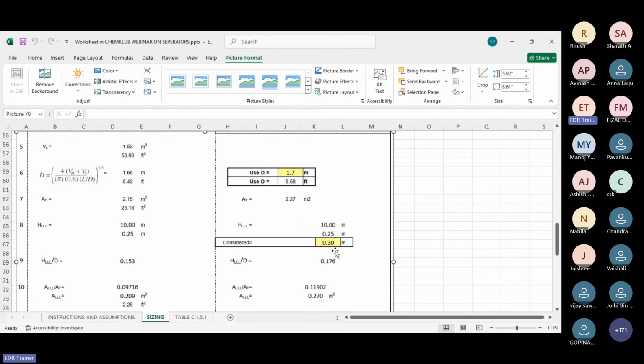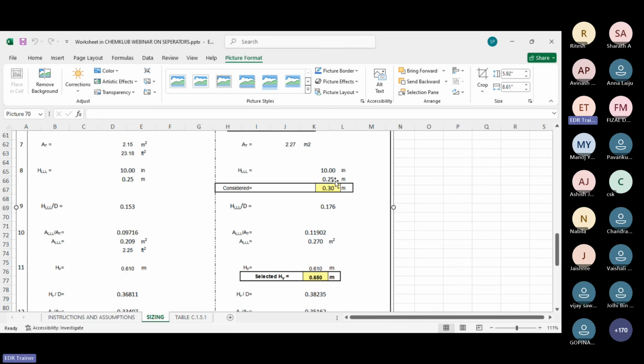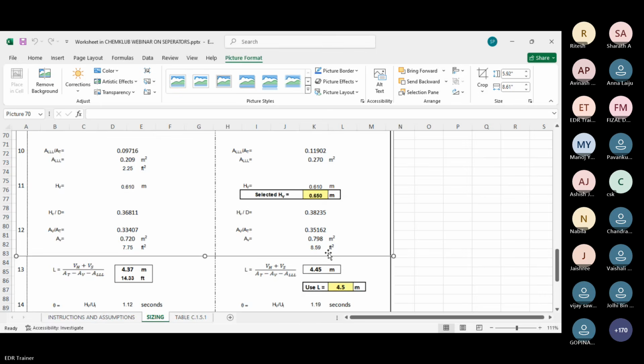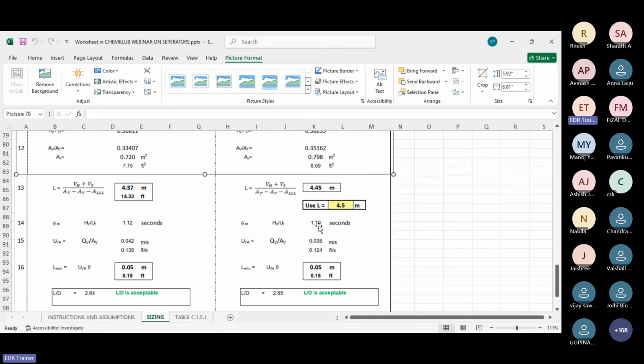like low liquid level length, right? Then HV length. This is the calculation. This I have selected, right? Then here a length which is 4.45. So I have selected a little bit more than what we have calculated, say 4.5. Okay. So I have got the length or residence time and everything.